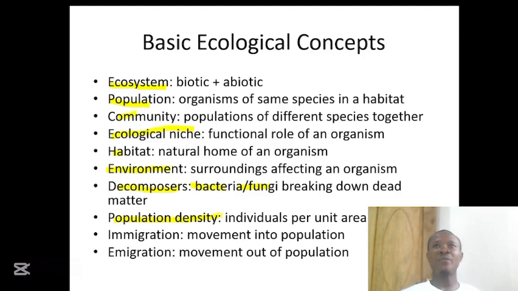For example, if we have 20 acres and we have 20 species in there, we can say we have one species per acre, because when you divide that 20 species by that 20 acres, you will have one species per acre. And lastly, we are going to discuss these two together: immigration and emigration.